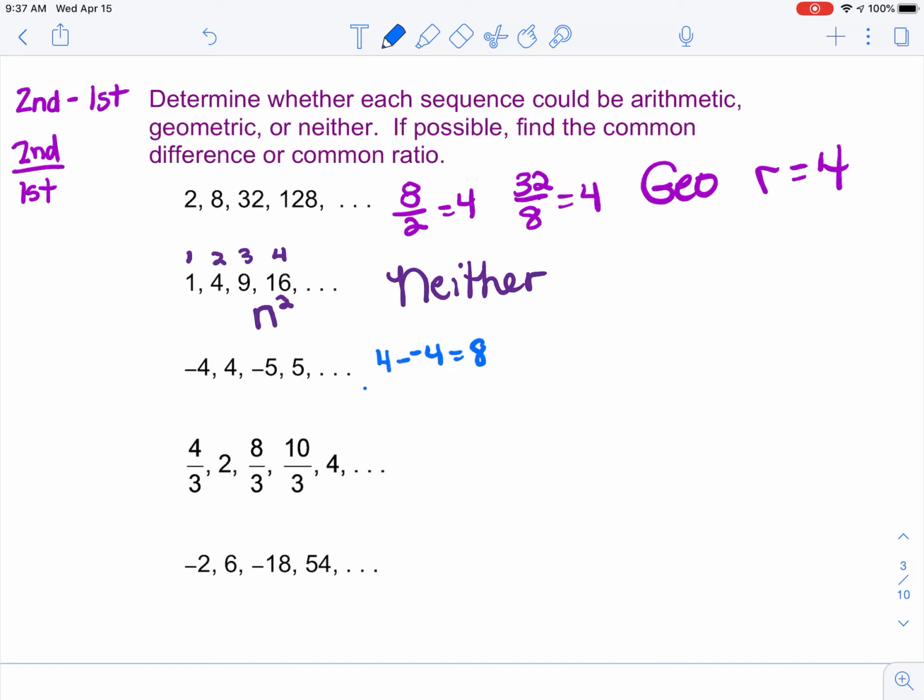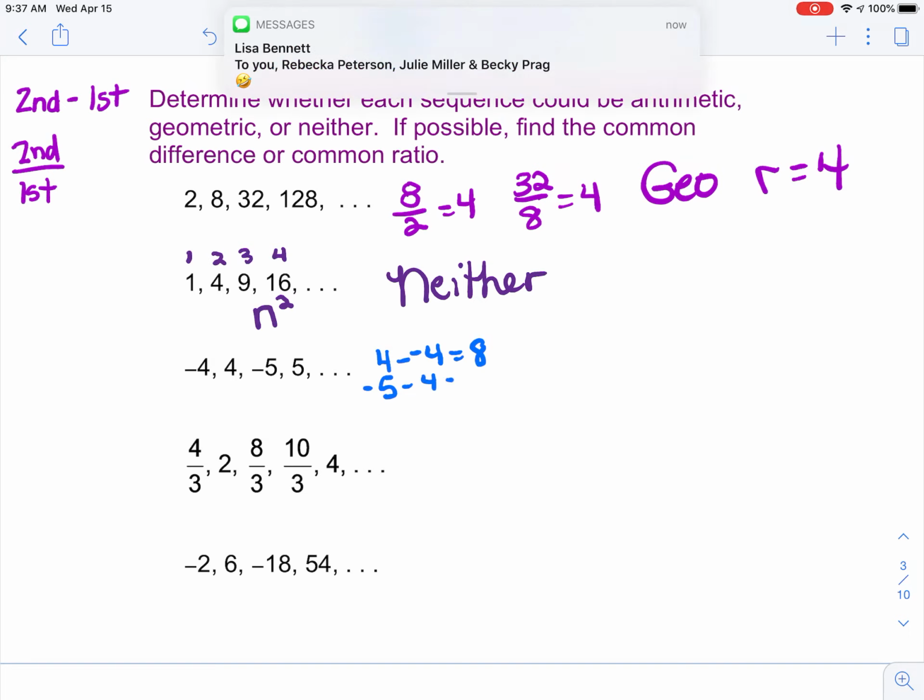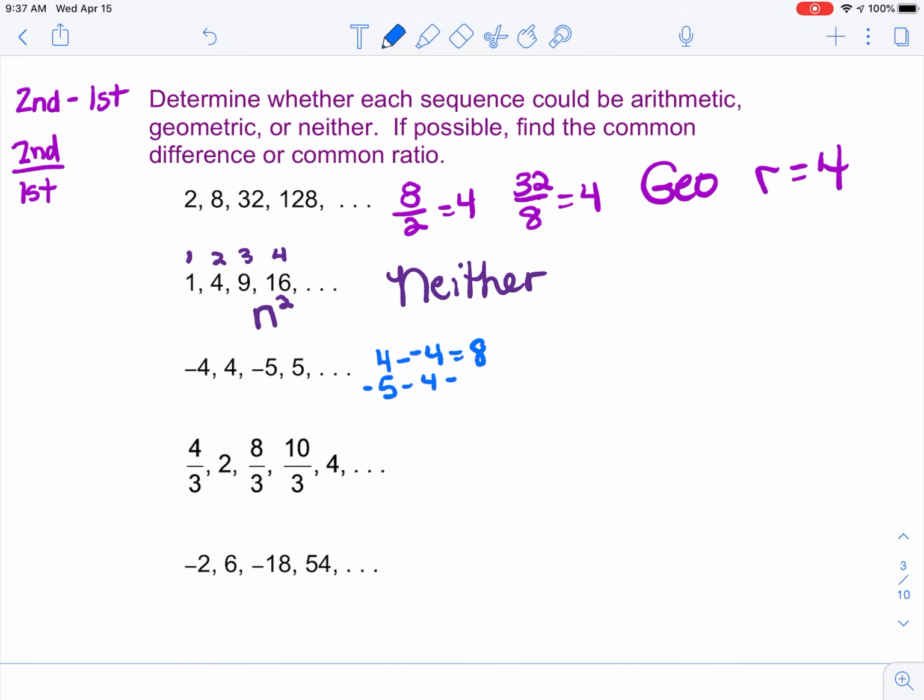All right, so if I take 4 minus negative 4, I get 8. Negative 5 minus 4, I get negative 9. It's not arithmetic. So then we're going to divide. What's 4 divided by negative 4? I get negative 1. Negative 5 divided by 4 is not negative 1. So it's not geometric. So here again, it's going to be neither.